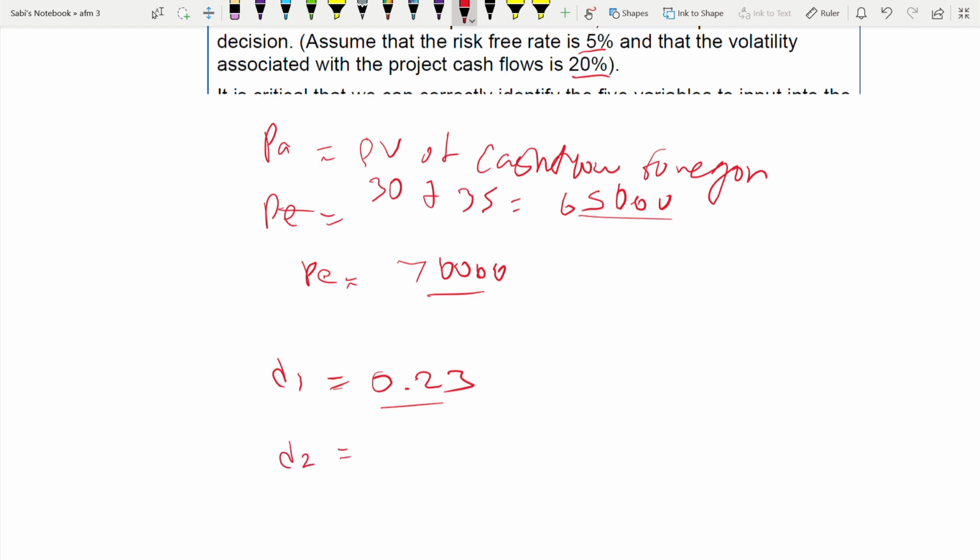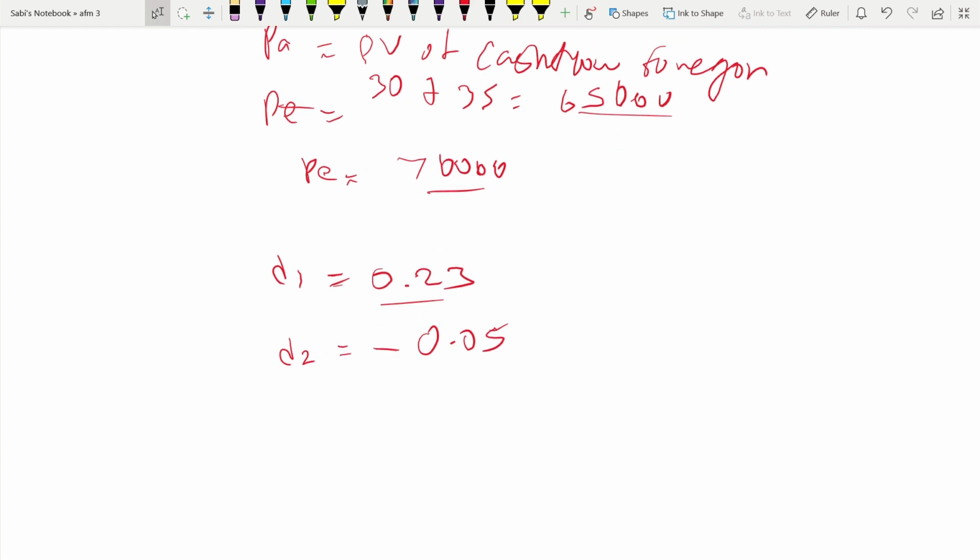Okay, by now we have already done 3 questions on this. This is a negative. Okay, N(d1), I'm just giving you the answer because this is just mechanical work. Once you know it, you can just put the number.